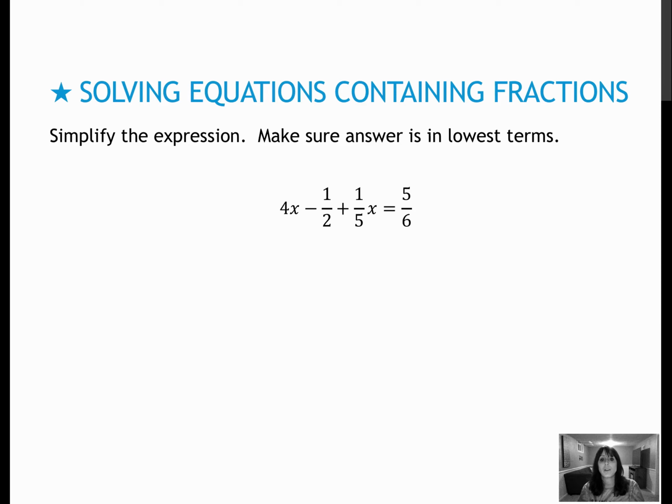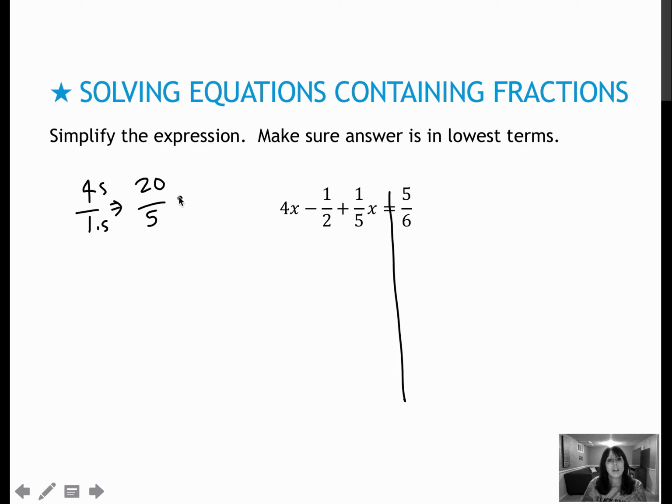Here's one for you to try on your own, so go ahead and try it, then press play to see how you did. On this question, I have two values on the same side that should be able to be combined because they're like terms. So if you want to, go ahead and change 4 over 1 into, if I take it times 5, that would give me 20/5 x, and I'm going to combine that with 1/5 x, which would give me 21/5 x. So that's my first step, is to combine like terms.